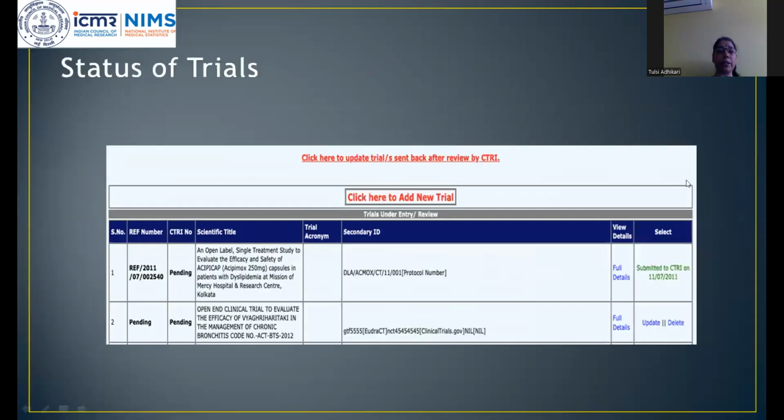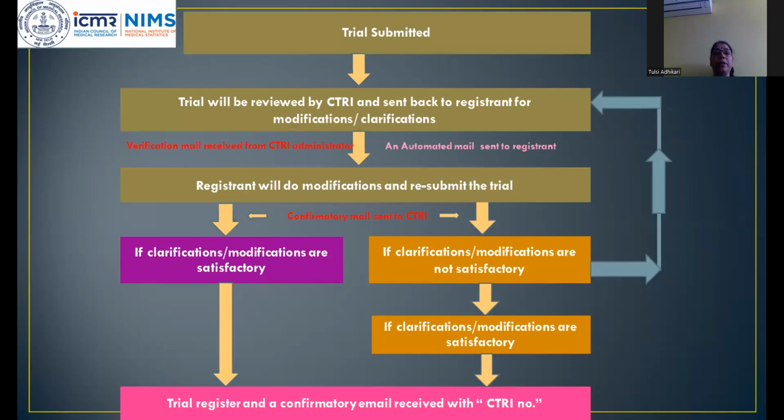Once it has been done successfully, you can see you have submitted your trial on this date, and your reference number is generated for future correspondence with CTRI. Okay, now you have submitted your trial to CTRI. Once submitted, the trial will be reviewed by CTRI and sent back to the registrant if any modifications or clarifications are needed. And a verification mail will be received from CTRI administration by the registrant.